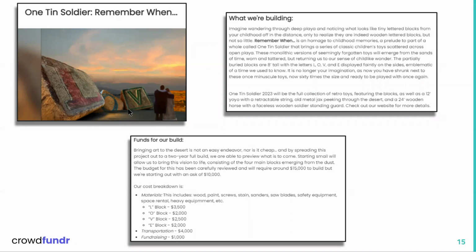And then they broke down the crowdfunding into the different costs. So this is how much each block cost, and then there's transportation, and then there's the cost of fundraising. So this is very open. This is very transparent. It's also extremely intriguing. If you read this bit, it's very intriguing. And also the details of it make them understand the value and the cost. So that's what this bit is.